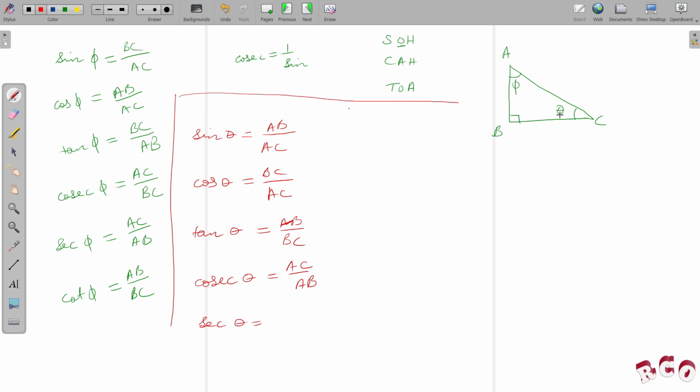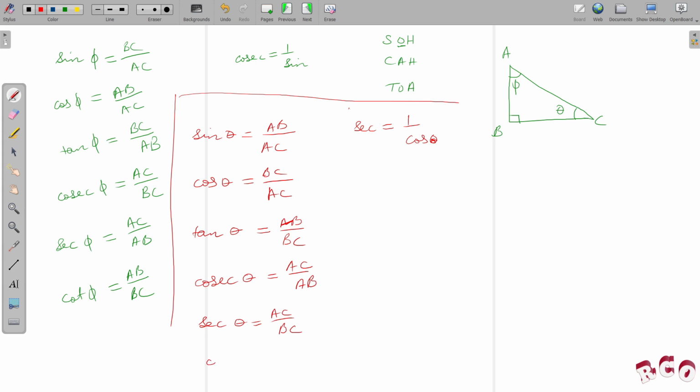Where I have written, I have not written here, but let me write. Sec is the inverse of cos, which I gave on the previous page. So now it will be the inverse of this, AC by BC.